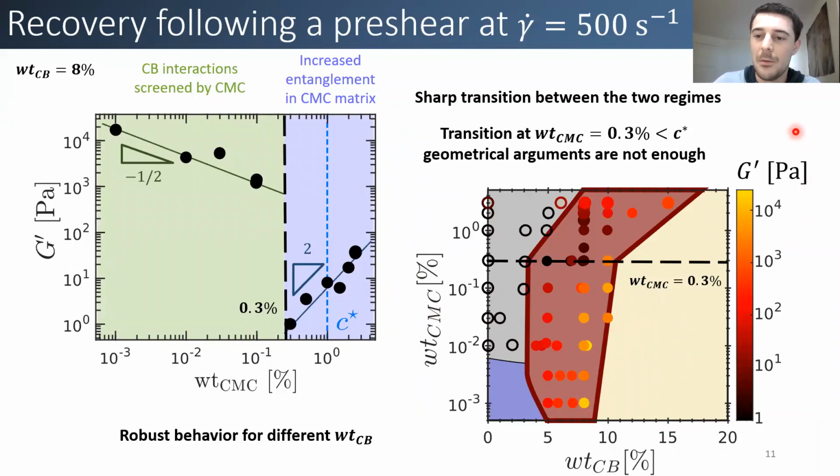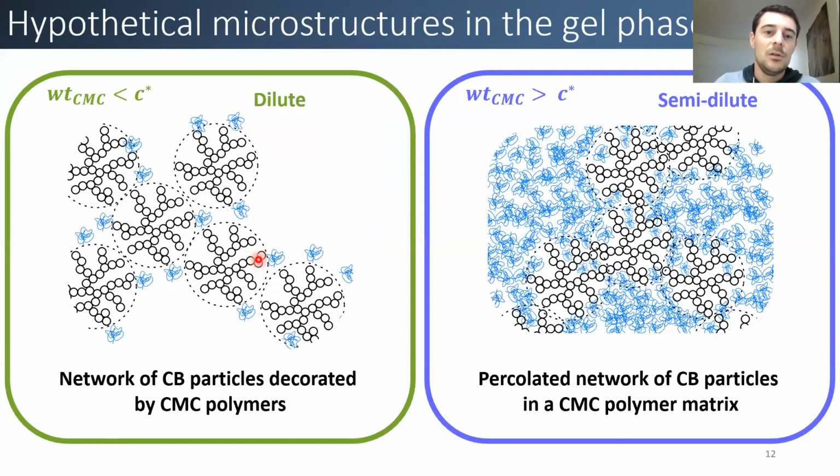As you can see here on the map of the elasticity in the phase diagram, for any CB content, the elasticity decreases until 0.3% in CMC content, and then it increases again. So there is something that needs to be understood about this critical 0.3% concentration of CMC. Now that we've understood the two features in the gel phase, we can propose two hypothetical microstructures.